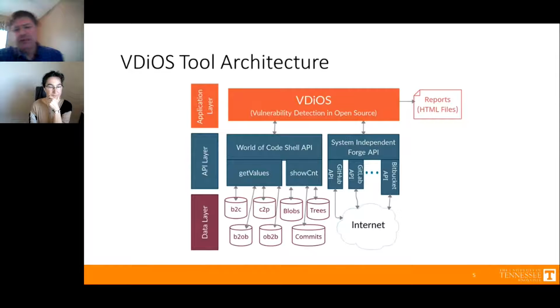Given a vulnerability fix in one project, our tool identifies all other projects that still contain the vulnerable code, or else that used to contain the vulnerable code but now it's been fixed, or that used to contain the vulnerable code, the code's been changed, but we can't tell for sure if it's been fixed or not.